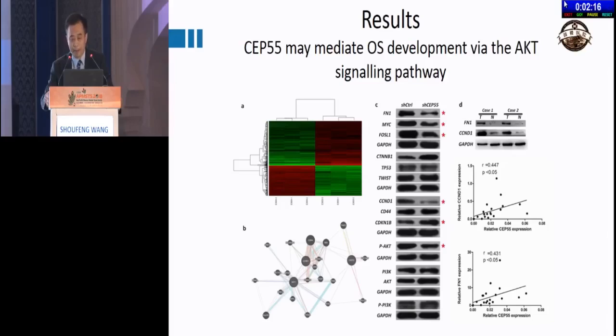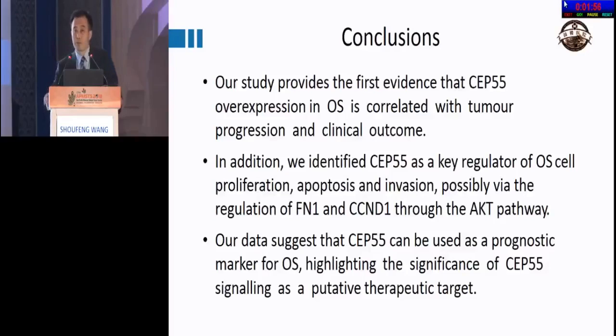The overexpression of CEP55 is associated with the FN1 and the CCT1 expression. Maybe the FN1 and CCT1 are the 2 genes of the downstream pathways of the CEP55 AKT signaling pathways.